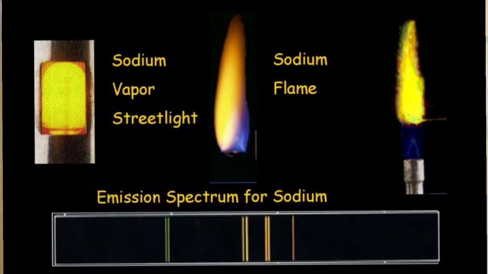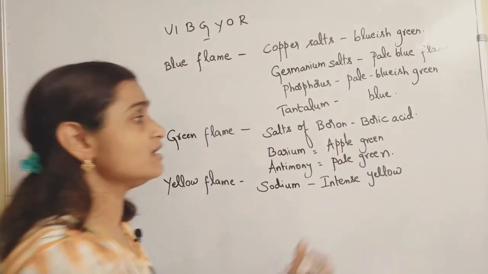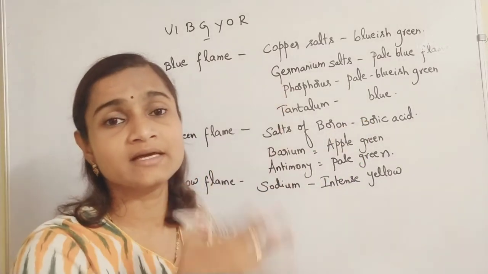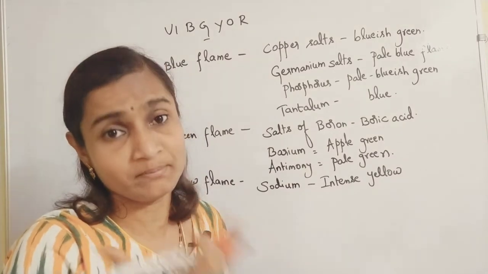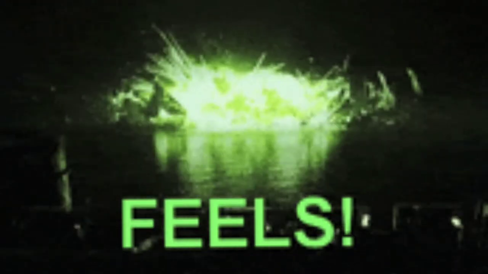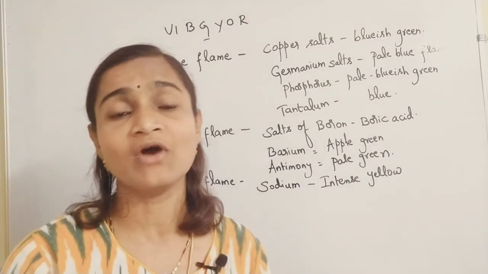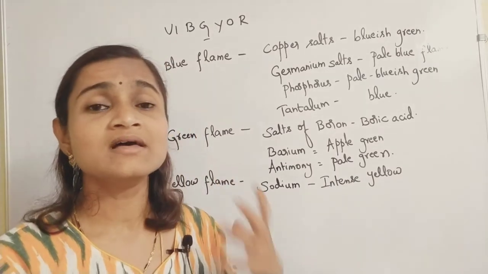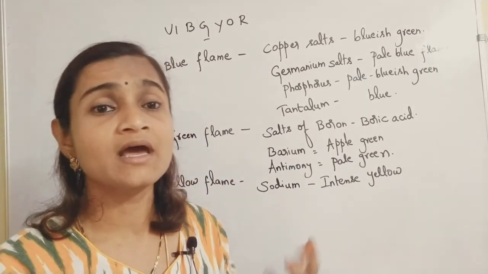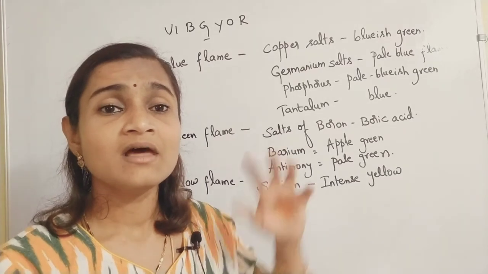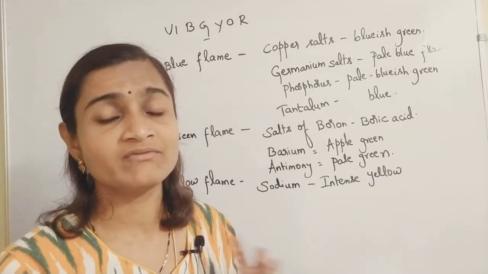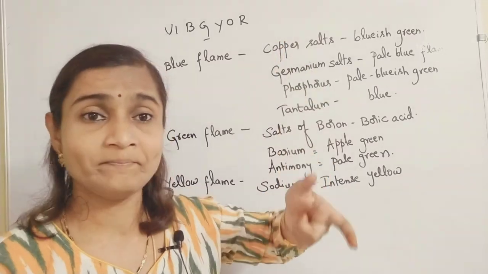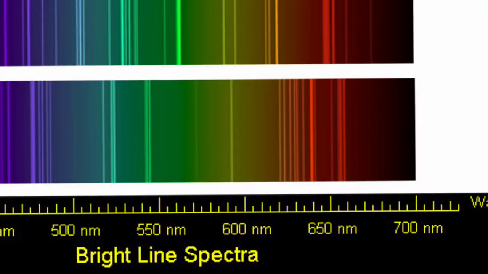For boric acid, if you observe through a spectrometer, you will find green lines. The green region gets illuminated, bright lines. You will observe this with these particular salts if they are heated. Please understand the points carefully. What I am telling is emission line spectrum. Whatever substances are being heated, the color of the flame, when observed through a spectrometer, gives you particular lines, bright lines in the dark background.